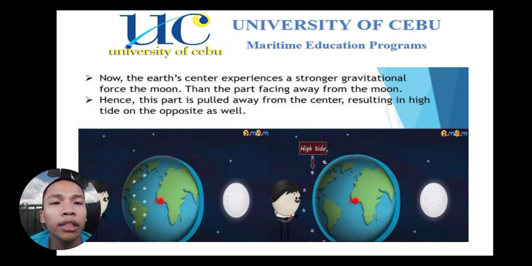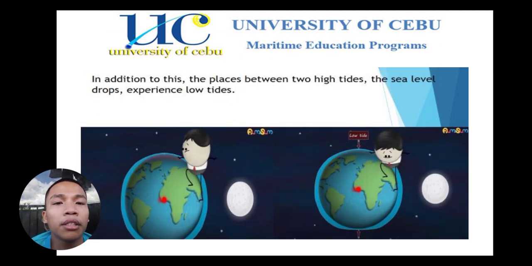Now the Earth's center experiences a stronger gravitational force from the moon than the part facing away from the moon. Hence, this part is pulled away from the center, resulting in high tide on the opposite side as well. In addition to this, the places between two high tides, where the sea level drops, experience low tides.